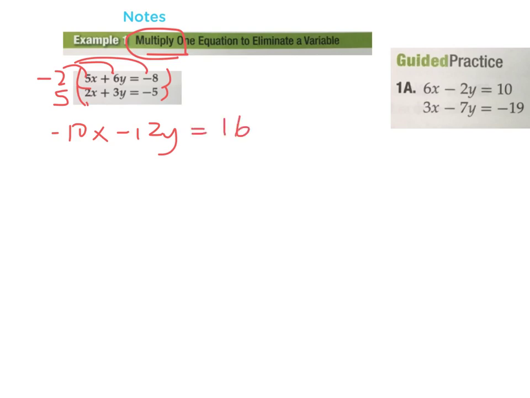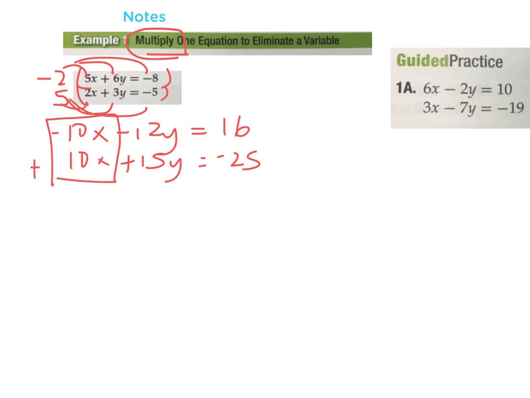Then I'm going to do the same thing on the bottom. So I'm going to multiply the 5 times the 2, which is 10x, the 5 times the 3, which is 15y, and 5 times the negative 5, which is a negative 25. What I've done is I've created opposites. Now I can add. So now we're back to where we were before.